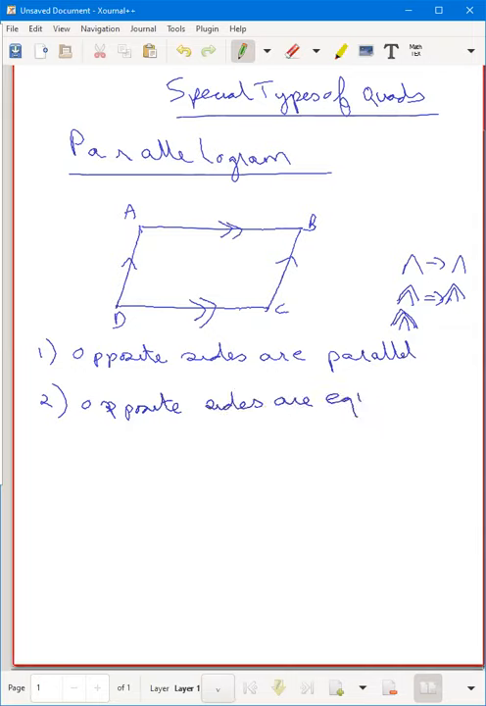What does that mean? They have equal length. So AD is equal to BC and DC is equal to AB. So the first one, parallel: AD is parallel to BC and AB is parallel to DC.